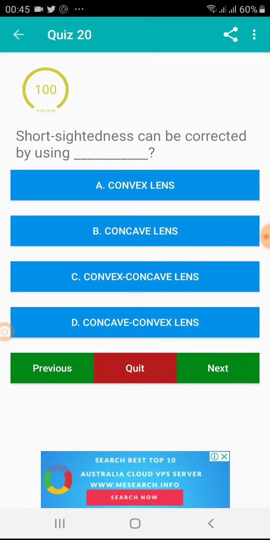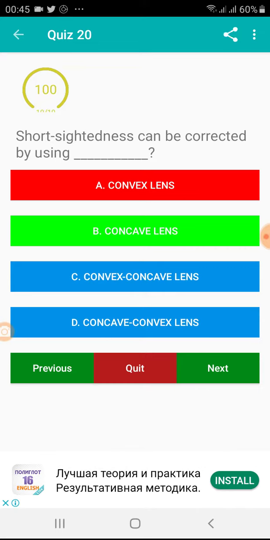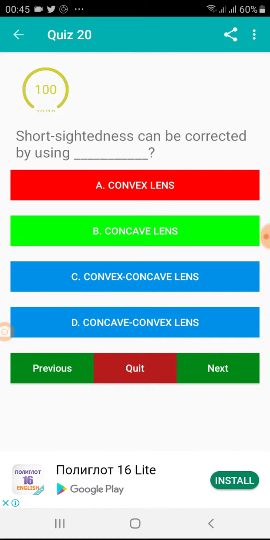Short-sightedness can be corrected by using concave lens. Short-sightedness can be corrected by using concave lens.